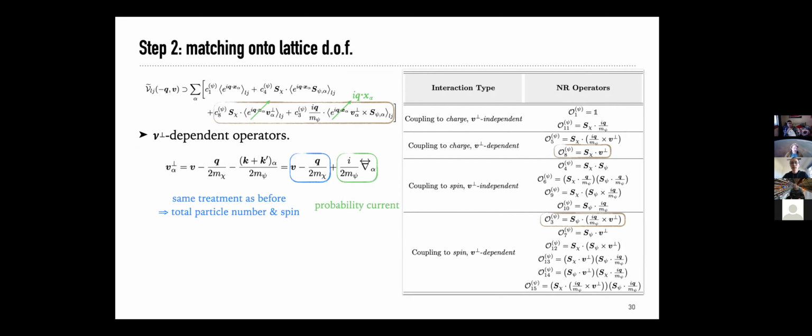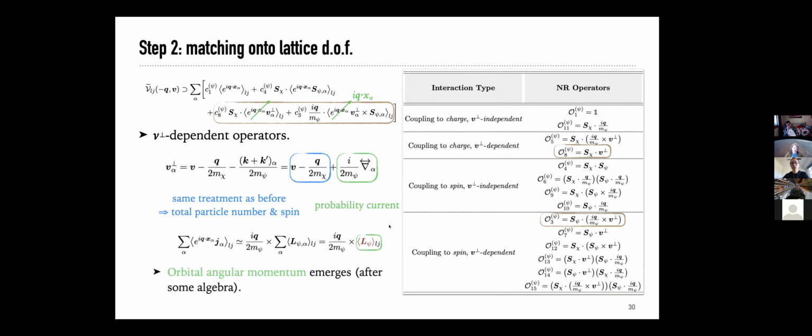And in fact, the first order piece will vanish because of probability conservation. And we have to go to the next order, where we set this phase factor to i q dot x alpha. And what comes out is an orbital angular momentum operator. This can be derived after some algebra I'm omitting here. But intuitively, once you have a position and a momentum, they have to combine into an orbital angular momentum.